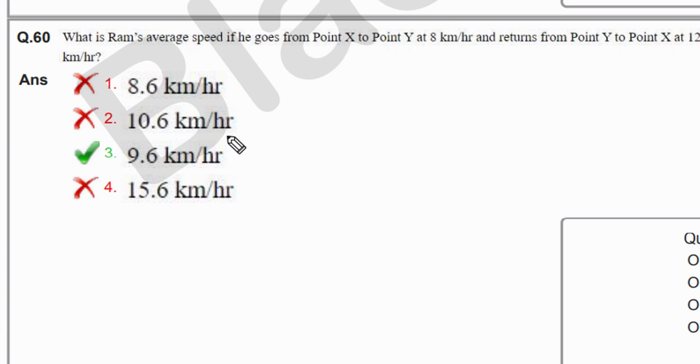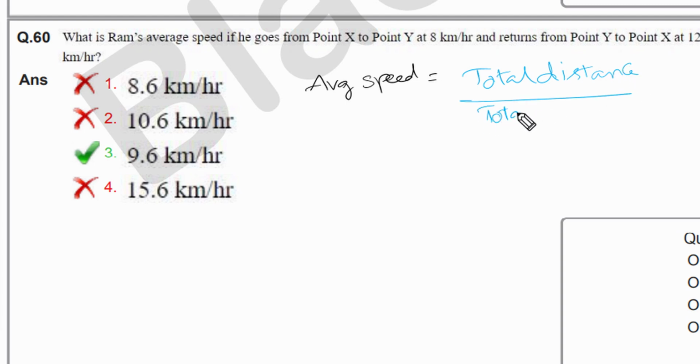Whenever they ask you to find the value of average speed, you need to find total distance by total time. I'll write down: average speed is always equal to total distance by total time. Just memorize this. So here he has traveled the same distance. Let's say from point X to Y, the distance is some a. So the total distance is a plus a, for returning also. Now total time. What is time?